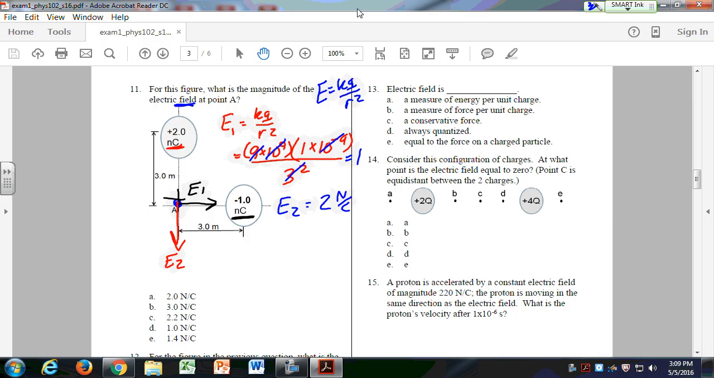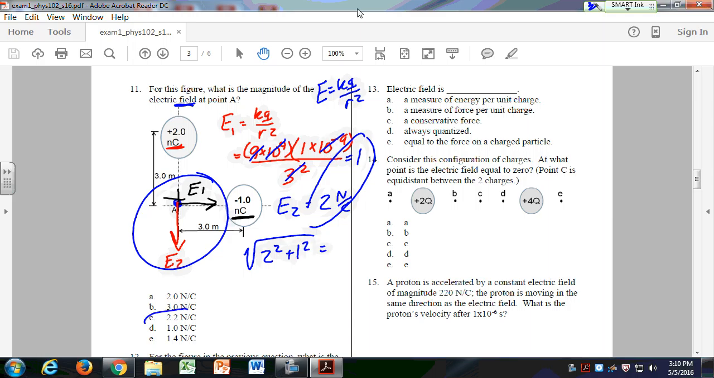Yeah. All right. And so then I know E1 and E2, and I have to determine the direction of E1 and E2. All right. Add up these two vectors. So now I find the magnitude. I do the square root of 2 squared plus 1 squared. And that gives me 2.2.